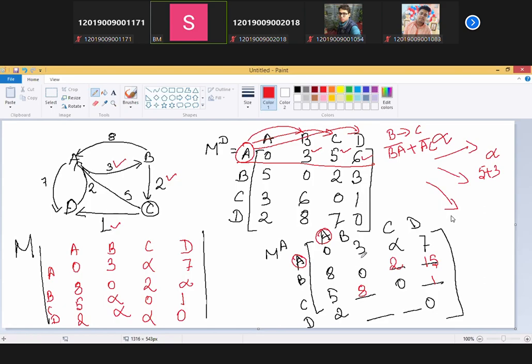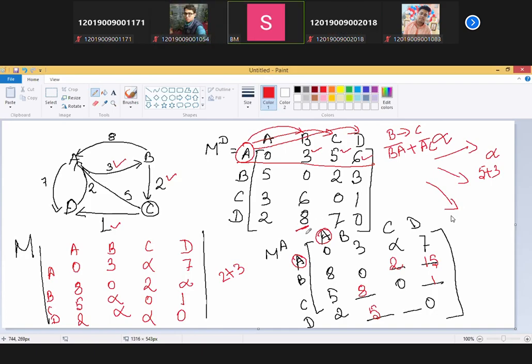Then if you go for D to B, D to B is here infinity. So D to A is 2 and A to B is 3, right? So this will be 5. I don't know how this is coming, but this is 5. Just check, who has told me that this will be 8? Or 5? 8. How are you calculating? Am I doing something wrong?